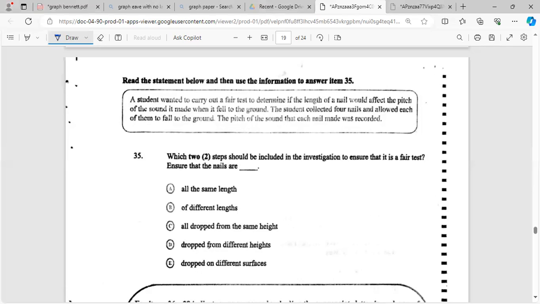Alright, hold on. A student wanted a fair test to determine if the length of the nail would affect the pitch. No, A is out, because that's what you want to determine. So for 35, A would be out. We definitely need different lengths. And I'm thinking they need to drop from the same height, not a different height, and onto the same surface. So for this one, I'm gonna go with it. It should be different lengths and all at the same height. Then you can compare them.